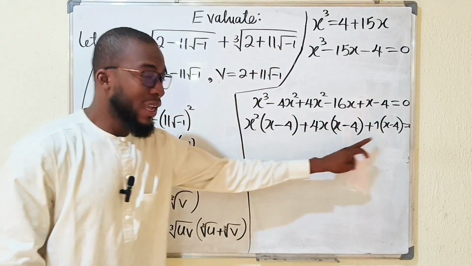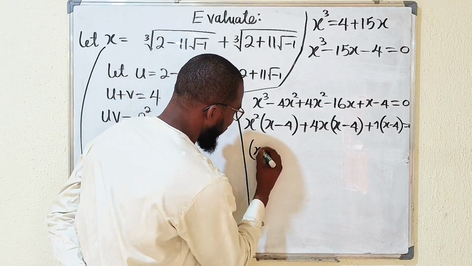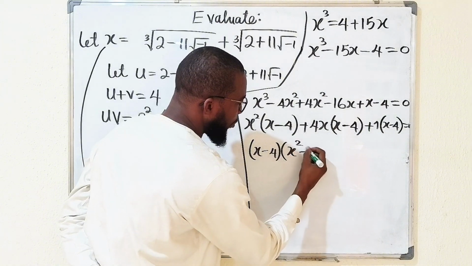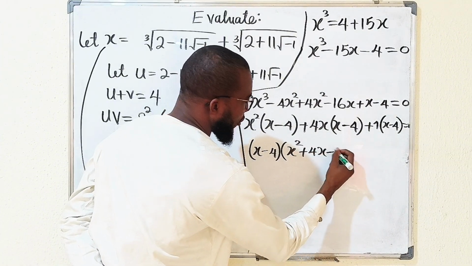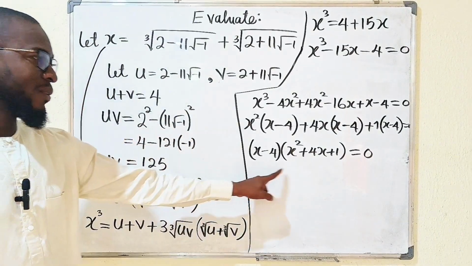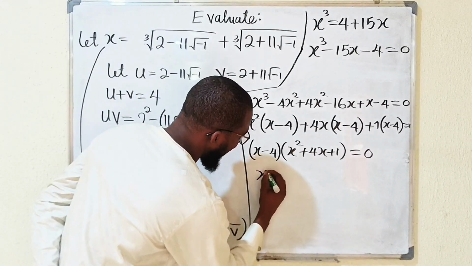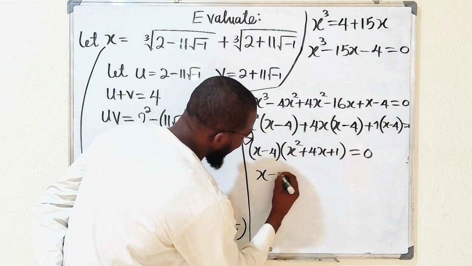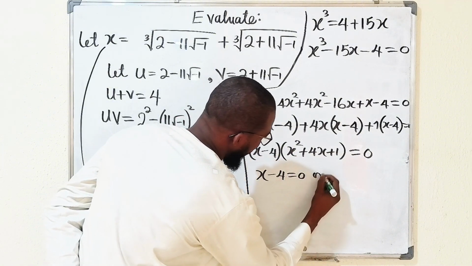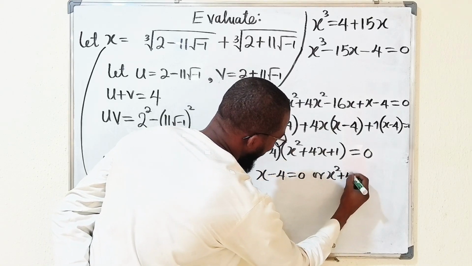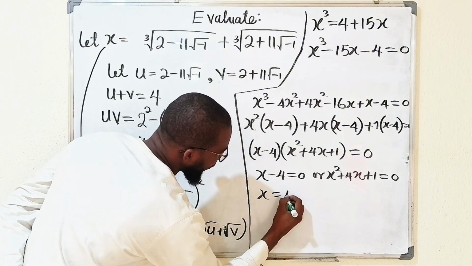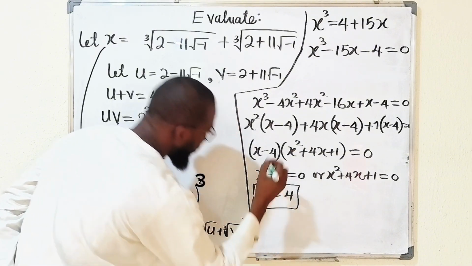All right, all of these are exactly the same. We take 1, x minus 4, multiplied by this x squared plus 4x plus 1 equals 0. Now we have two factors, either this is 0 or this. From here you can clearly see that, okay, let me write it. x minus 4 equal to 0, or x squared plus 4x plus 1 equal to 0. From here we have x equal to 4. This is one of the solutions.